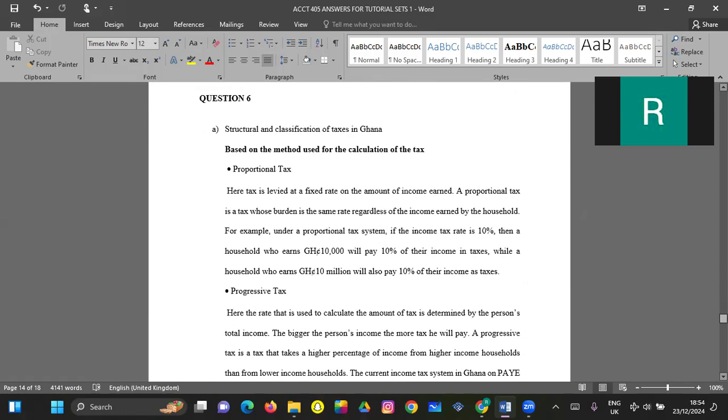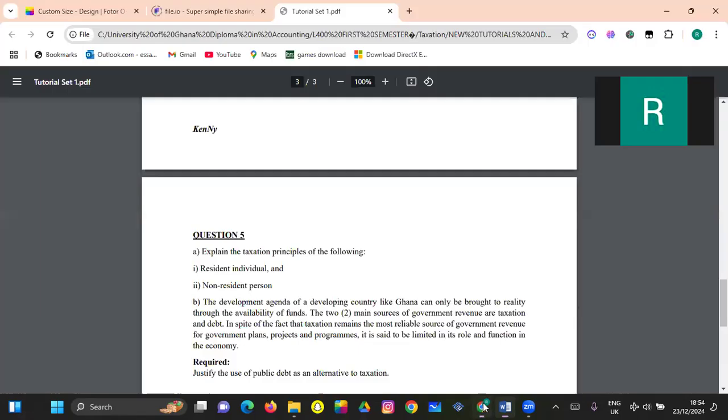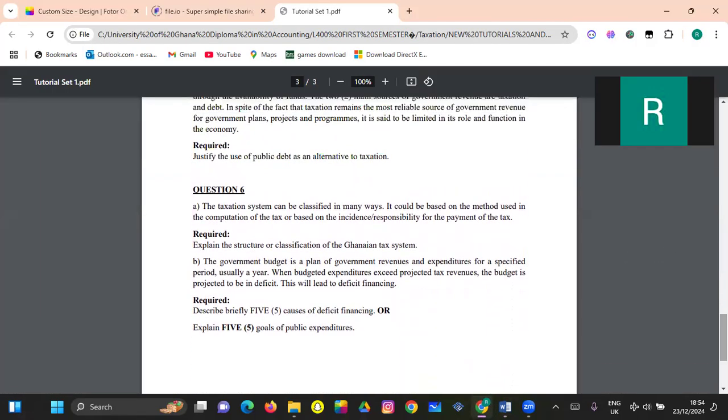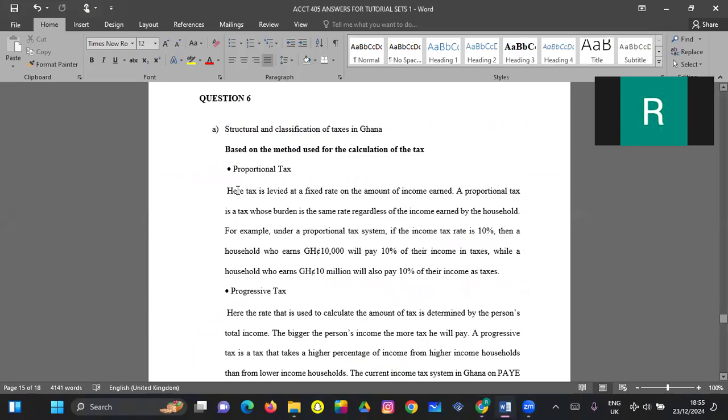So now let's talk about question 6. So question 6A, the tax system can be classified in many ways. It could be based on the method used in the computation of the tax or based on the incidence or responsibility for the payment of the tax. To explain the structure or classification of the Ghanaian tax system. So we've spoken about this.